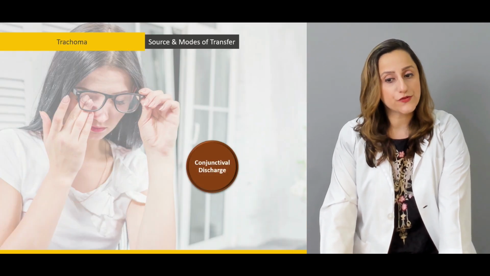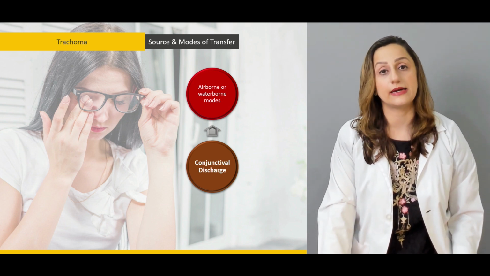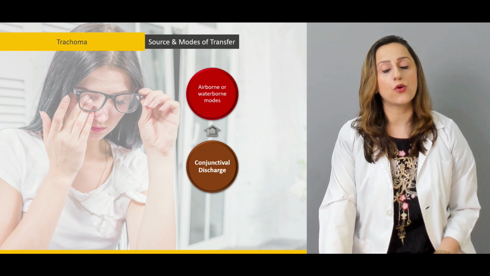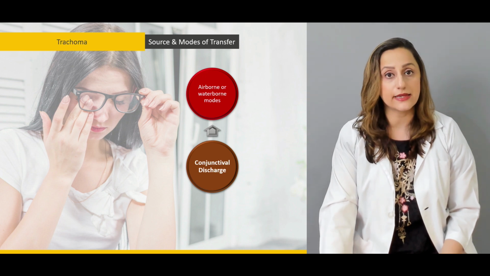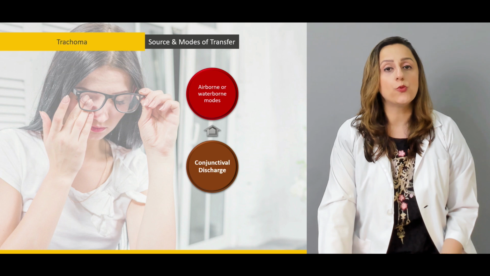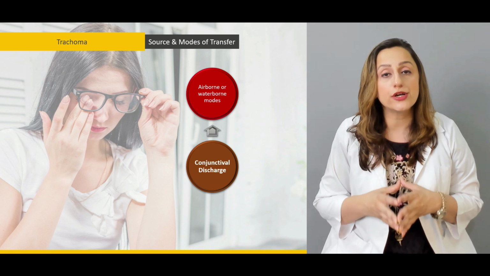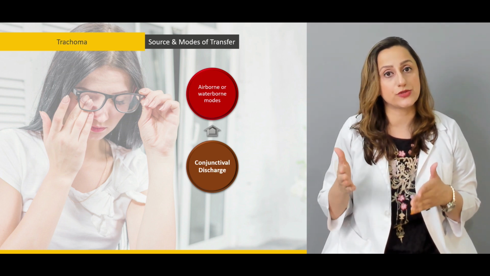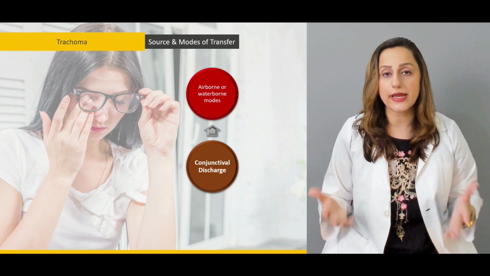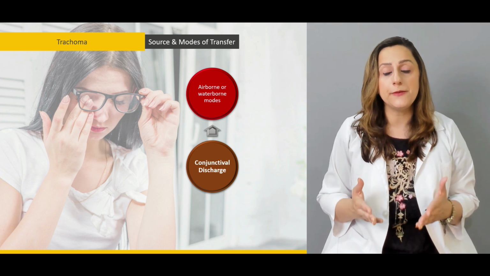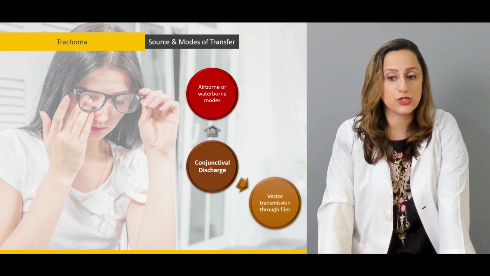Regarding the sources and modes of transfer, we have conjunctival discharge, which is the basic source of infection in these patients. The airborne or waterborne modes are very important here. It can be airborne droplets that cause the infection, and it can even be waterborne. For example, swimming pools are a very notorious source for the transmission of such infections, because the water can be contaminated, and if it is not properly chlorinated, it can result in trachomatis infections in individuals.